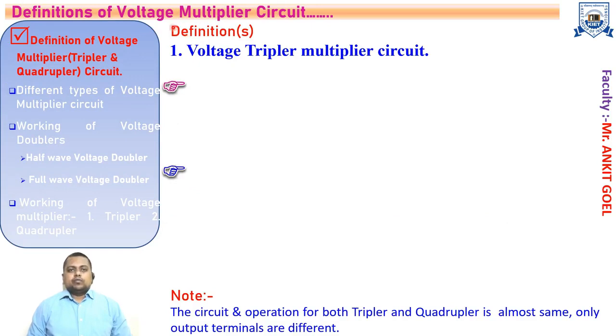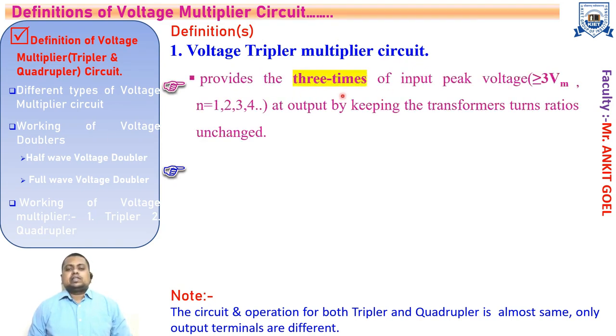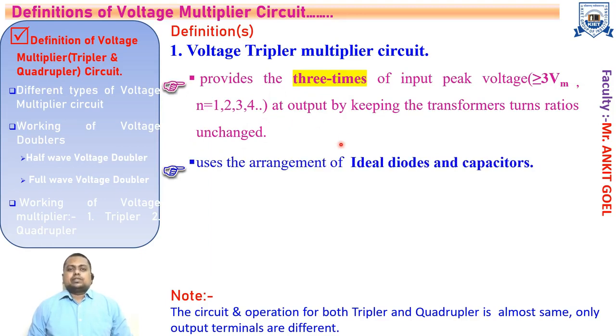Let's discuss the voltage multiplier circuit. Voltage multiplier circuits are of two categories. One is voltage tripler multiplier circuit and another is voltage quadrupler multiplier circuit. So voltage tripler multiplier circuit is the circuit which provides 3 times the input peak voltage at the output by keeping the transformer turns ratio unchanged. Again, it is made up of diodes and capacitors.